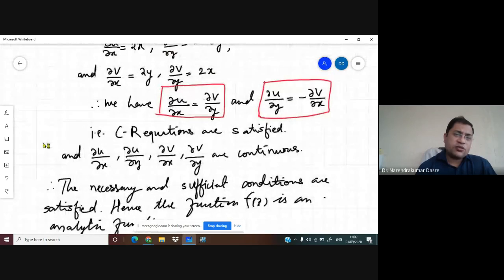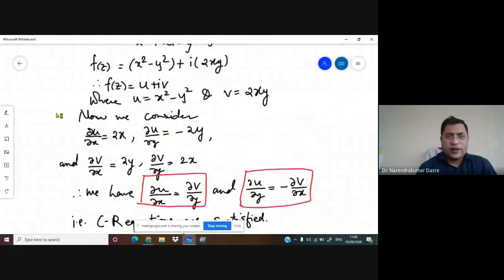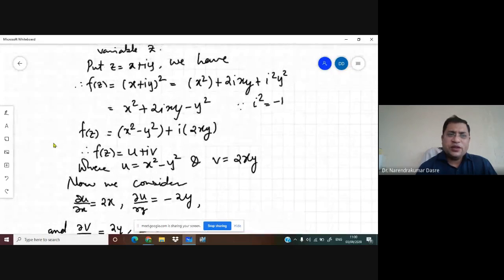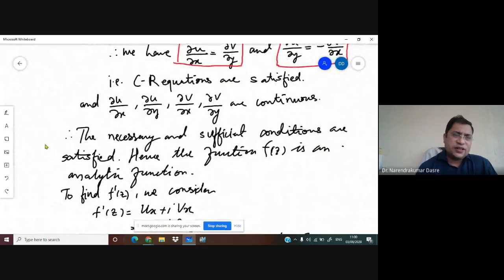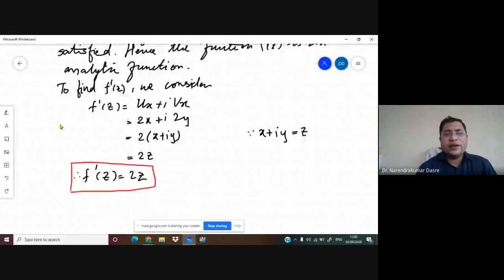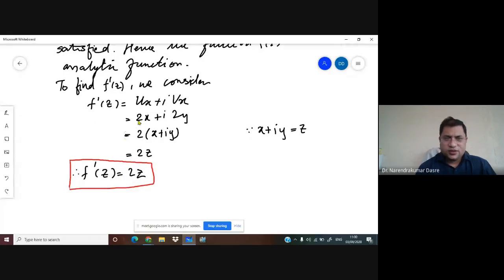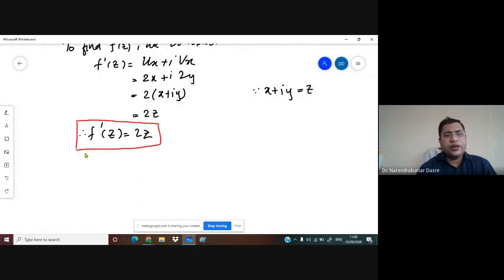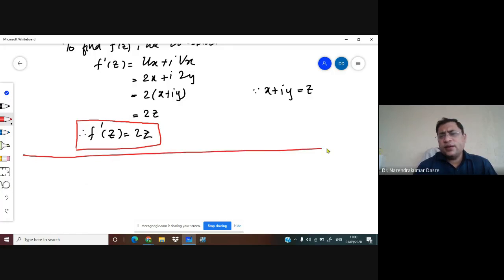There are two ways to calculate the derivative in complex. One, by using the first principle, and second, this is another way to calculate the derivative in the complex domain or a complex set, and that's why we get this derivative here. So here we are done with this first example.